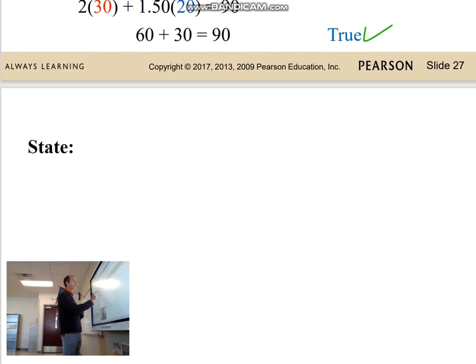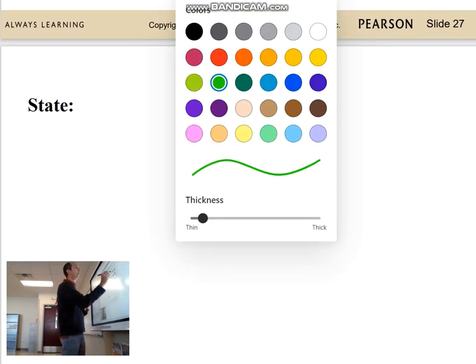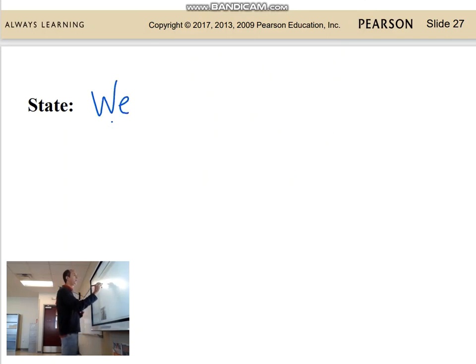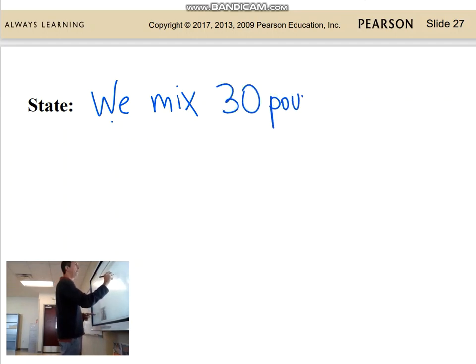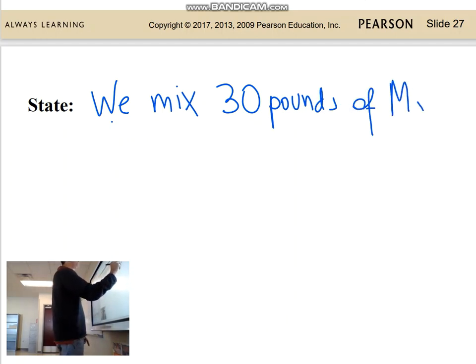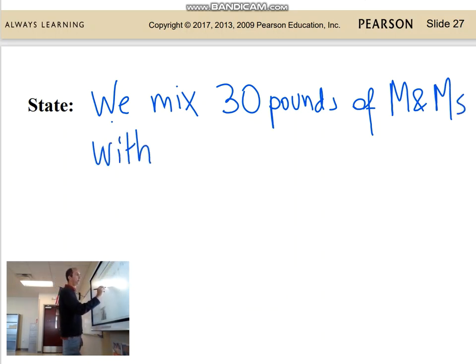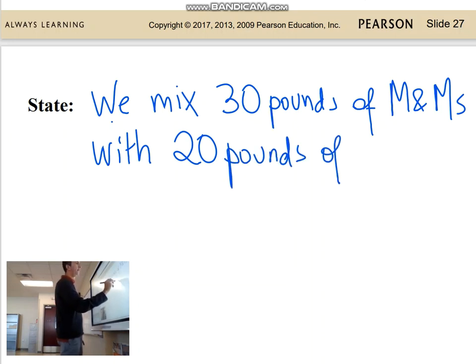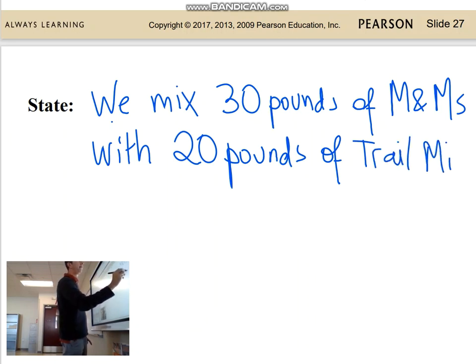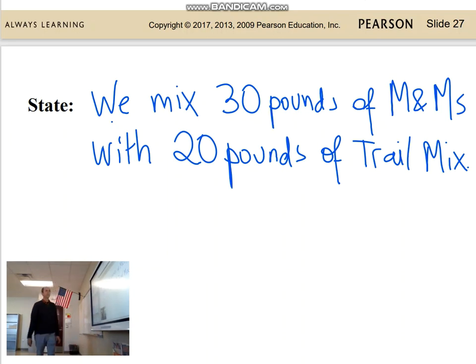And then you can state we need to mix 30 pounds of M&Ms with 20 pounds of trail mix. And this is going to be the right answer.